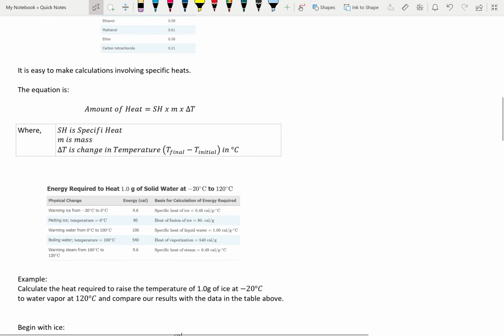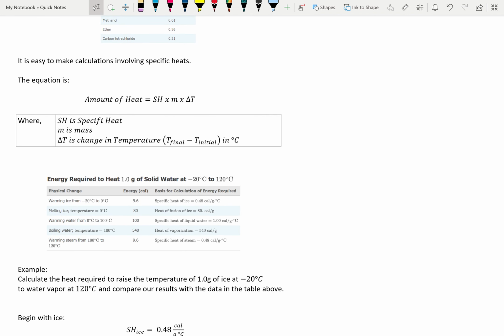So it is easy to make calculations involving specific heat. We calculate specific heat by an equation of the amount of heat is equal to the specific heat, which is found from the table, multiplied by the mass, multiplied by change in temperature. Change in temperature is calculated by temperature final minus temperature initial in degrees Celsius.